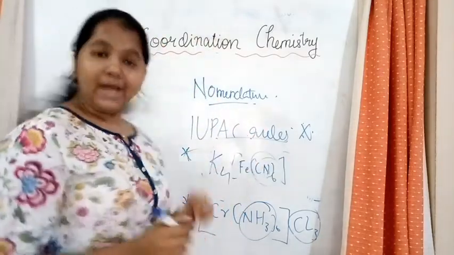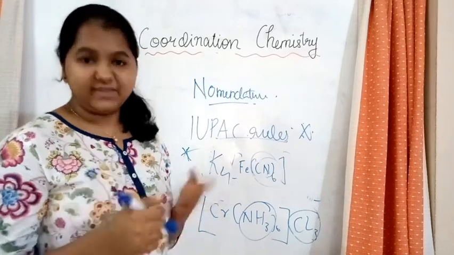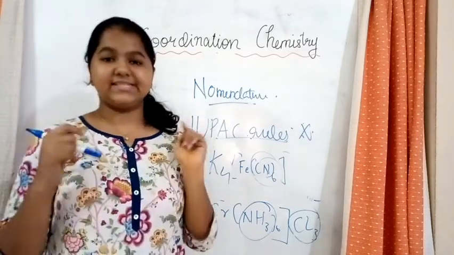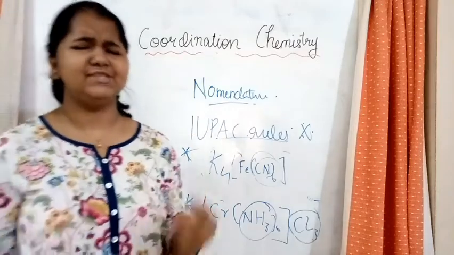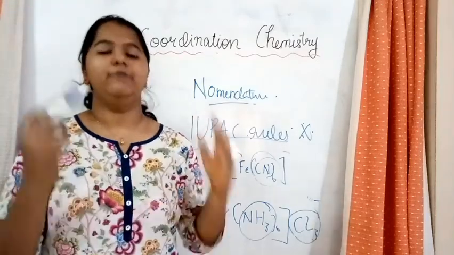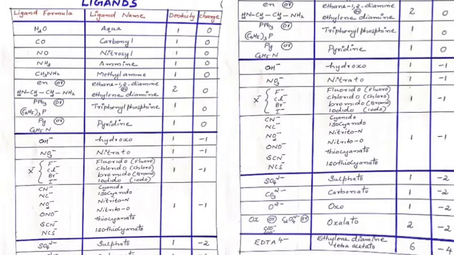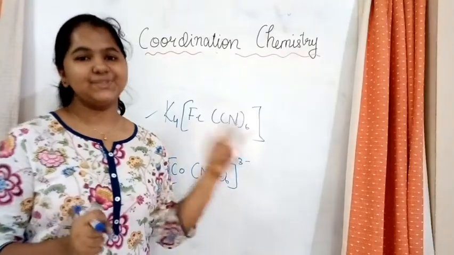Okay. So now let's see the example and how we will do this. Now you see this table. The table is very important. You have to learn it by heart because nomenclature is a very, very important question for your board exams. So this is the table.